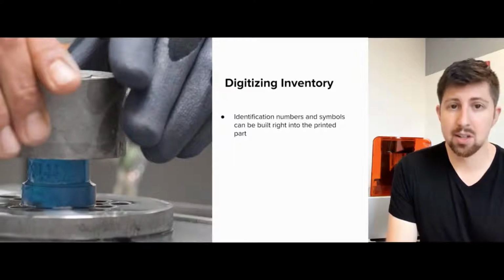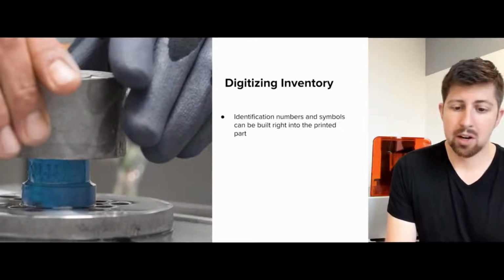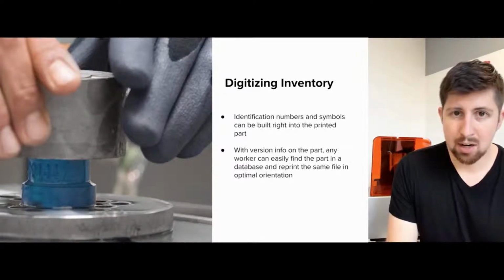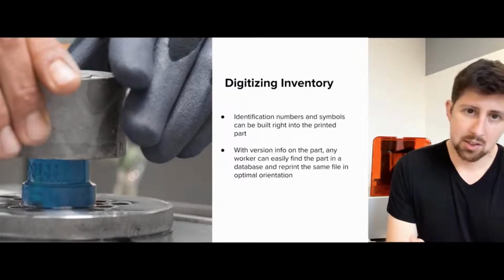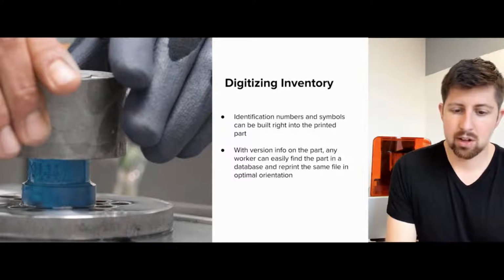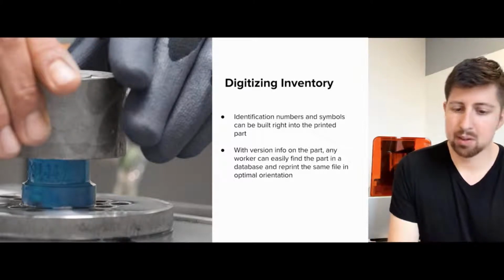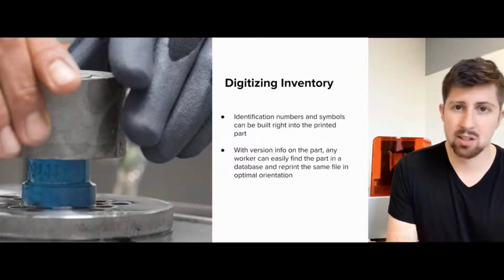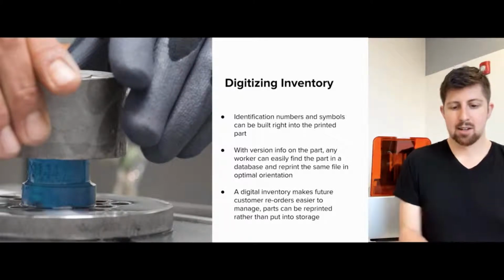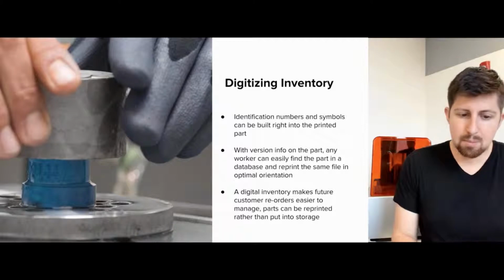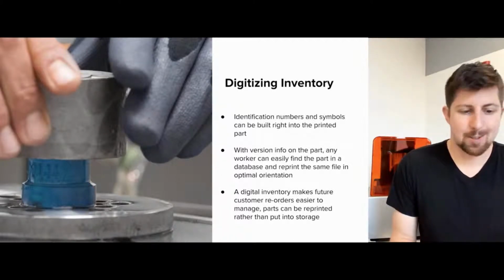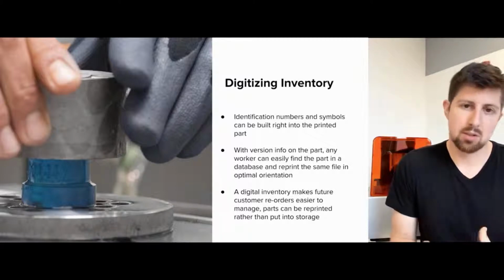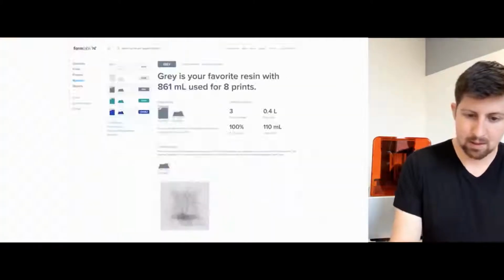So this ties into digitizing inventory, where you can build identification numbers right into the part, and with that version info on the part, any worker in your facility can easily go to a printer and get a new part made by pulling the same file with the same orientation, same support structures, so that you get repeatable results. It also makes it easier for managing inventory. If you have jigs and fixtures, you don't have to keep them all in storage. These are really low cost parts, so they can just be reprinted as needed.